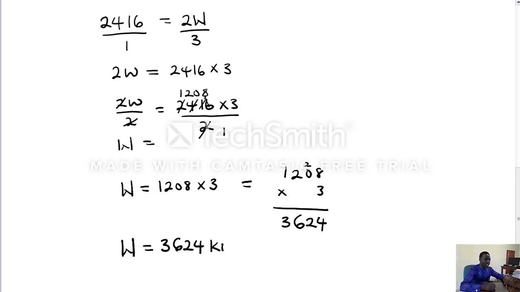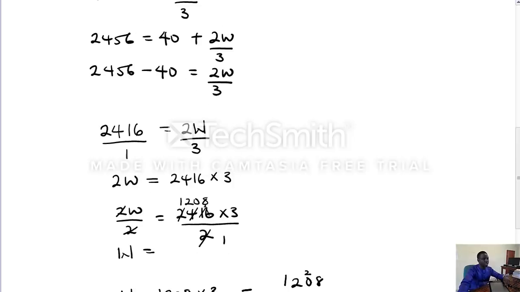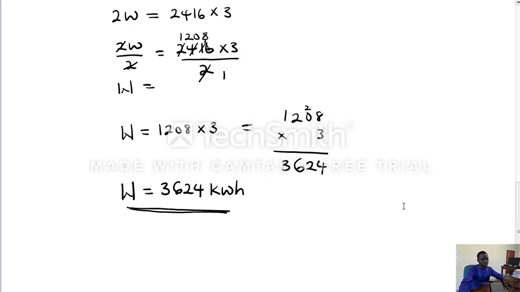3624 kilowatt hour. So you always write the unit associated with the symbol, of which W is defined as the kilowatt hour you used. So this is the amount of power which you have consumed in that month for you to pay a bill of 2,456 naira. So this will be your answer.